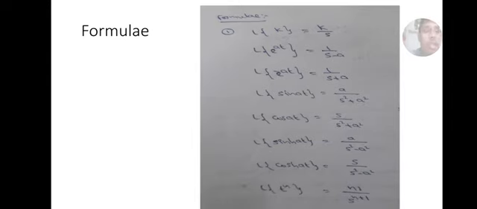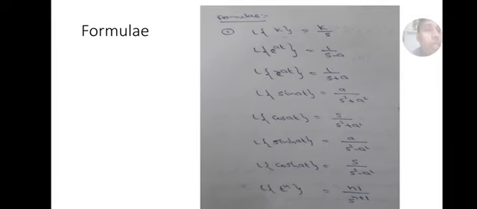We have to remember these as formulas. So the first one, L of k equal to k by s. Laplace transform of e to the power of at equal to 1 by s minus a. Laplace transform of e to the power of minus at equal to 1 by s plus a. L of sin at equal to a by s square plus a square. L of cos at equal to s by s square plus a square. L of sinh at equal to a by s square minus a square. L of cosh at equal to s by s square minus a square. L of t to the power of n equal to n factorial by s to the power of n plus 1.